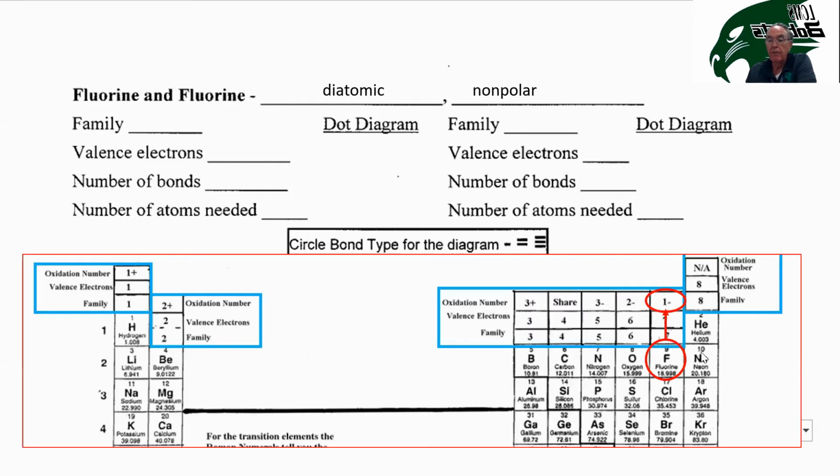Okay. If we look at the periodic table, we find that fluorine is in family 7. It needs to make 1 bond. It's the same as oxidation. Fluorine's in family 7. It means it has 7 dots in its dot diagram. It needs to make 1 bond. And the other fluorine is the same.